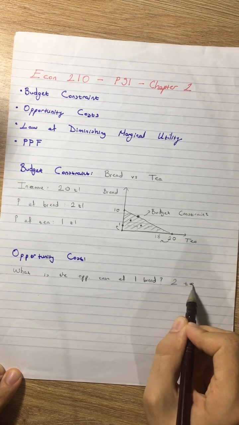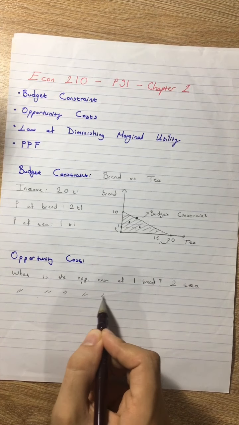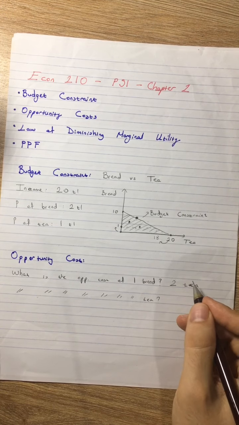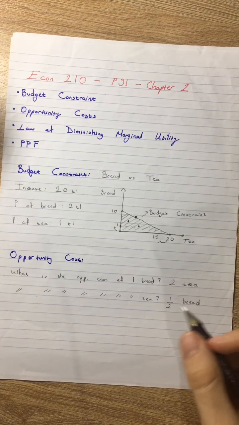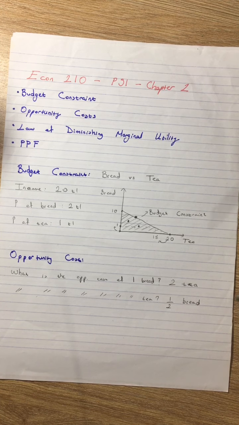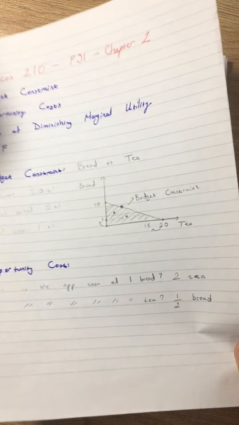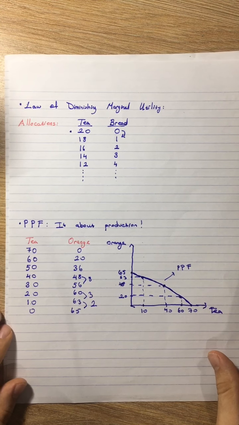This is my cost. And again, you can ask, what is the opportunity cost of 1 tea? And this is the inverse of this, logically, 1 over 2 bread. This is the opportunity cost of a good in terms of other goods, and you can express your opportunity cost in terms of price or other things. Okay, this was the opportunity cost, and let's now look at the law of diminishing marginal utility.